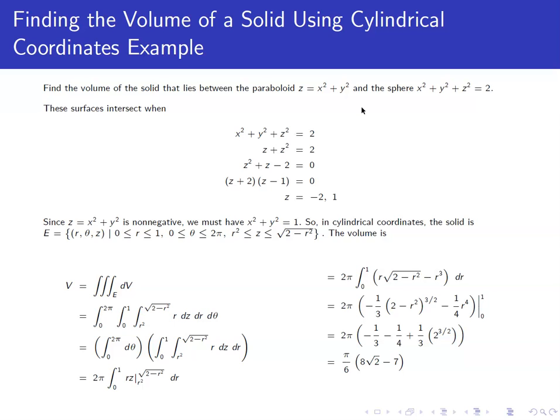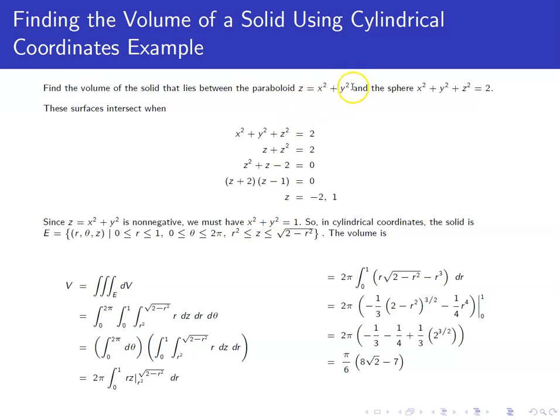the two surfaces. So what that means for us is that this solid lies over the region x squared plus y squared equals 1. So we can rewrite that region it lies over in terms of polar coordinates. If it's over the region x squared plus y squared equals 1, then we can describe that as r goes from 0 to 1, and theta goes from 0 to 2 pi.